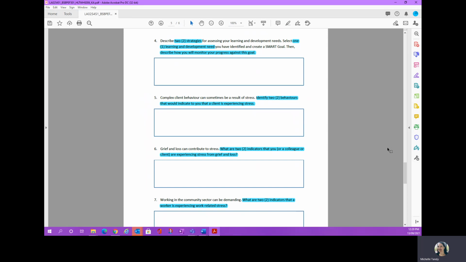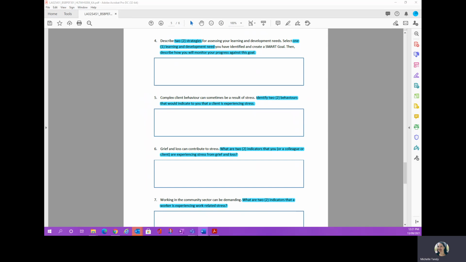A lot of people miss parts of this question or don't quite understand how to tackle it. So firstly, we want 2 strategies or ways or methods that you assess your own learning and development needs. So we want a description. We want a bit of an explanation about how you're going to determine where your gaps might be. Think about ways you might do this in the workplace. It can be formal or informal. So we want 2 separate strategies that you use to do this.